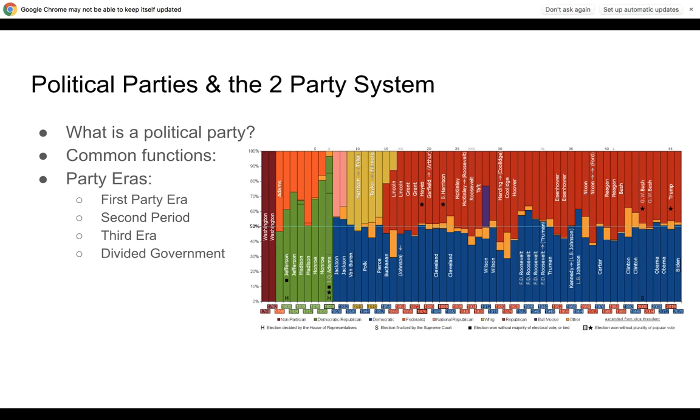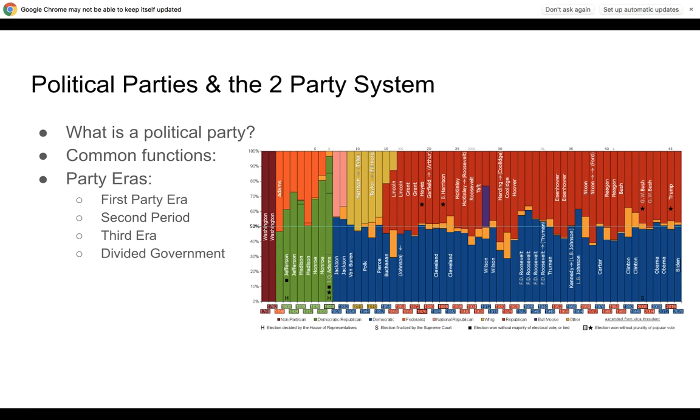Now, the first party era, you can see in this chart here, is like the first parties that really developed after Washington's presidency. But the first party era after Washington's presidency, from 1828, that's a few years after his, to 1860, and that's after Washington, that's after Adams, was characterized by Democrats dominating both the presidency and Congress. Not the same as the Democratic Party today, as you can see here in this chart that evolved.